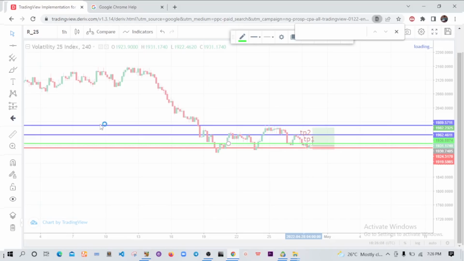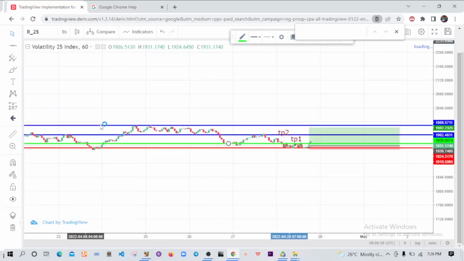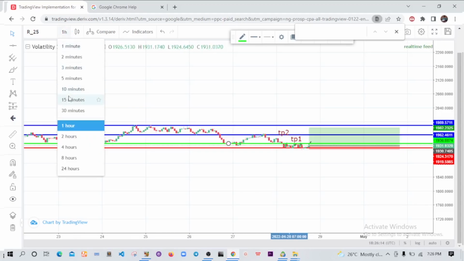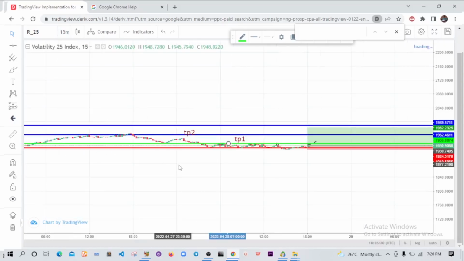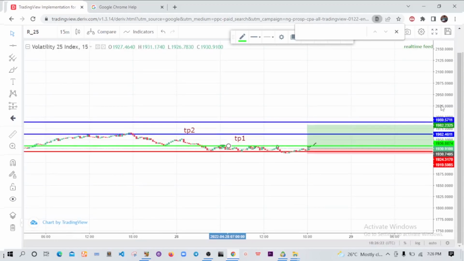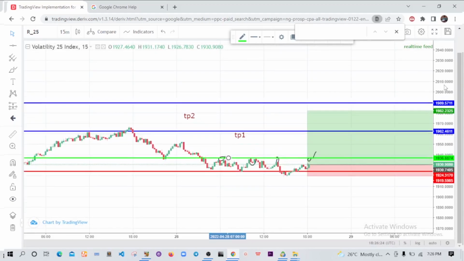Then on the 1 hour time frame we spotted a candlestick pattern, which is a bullish candlestick pattern, the pin bar. All right, bullish pin bar. Then we went down to the 15 minutes time frame, which is our entry time frame, and we discovered that we missed the first signal, the first entry.